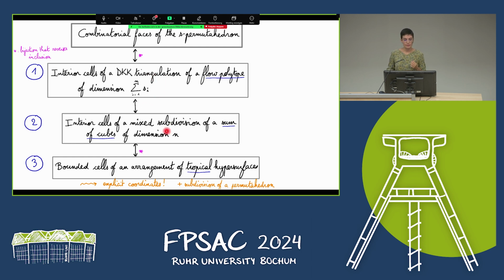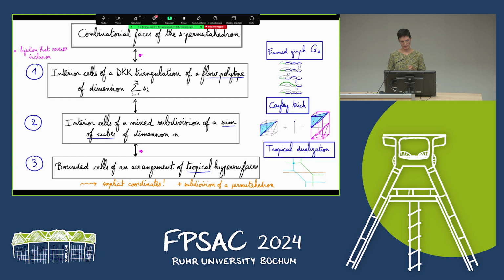Then the next step will allow us to reduce the dimension and go to a mixed subdivision of a sum of cubes of dimension at most n. So we lower the dimension, but we are still in a dual realization. And at the end, we have a dualization step that gives bounded cells of an arrangement of tropical hypersurfaces that gives really explicit realizations of our s-permutahedron, and we can show that it is indeed a subdivision of a permutahedron. And here are the tools that we use. And I will start with the flow polytope story.